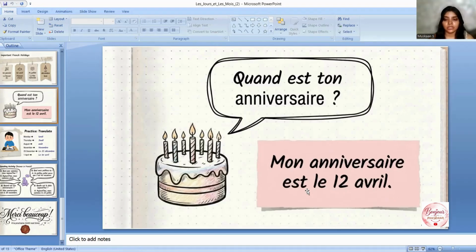If you don't want to write in a sentence, you can just write "le 12 avril." So it will also be correct. But to write the full sentence, when someone asks you "quand est ton anniversaire," at that time you can respond in a full sentence and say "mon anniversaire est le 12 avril." That depends on you, if you want to say the full sentence or just the date.